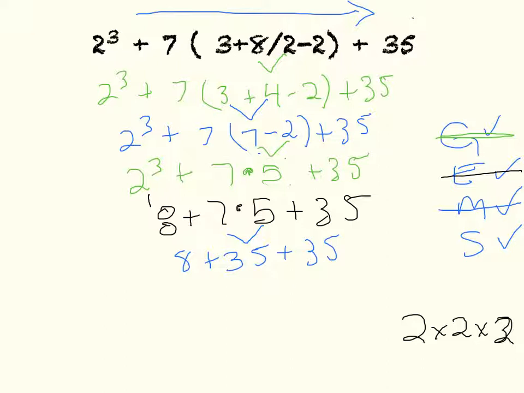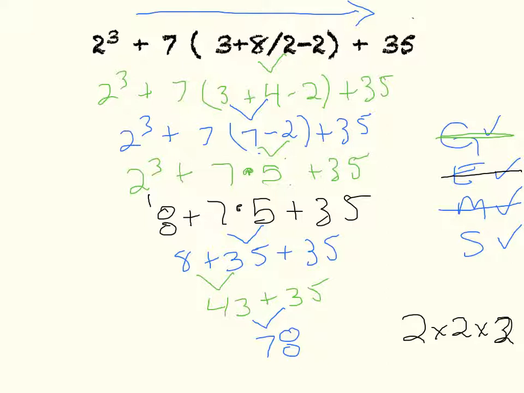And lastly, I have subtraction or addition. And once again, I'm doing subtraction or addition from left to right. And I can see that I have no subtraction, I've just got 2 additions. So I'm going to start with my 8 plus 35. And 8 plus 35 is 43. I've got 43 plus 35. And now I can do my last addition, and I've got 43 plus 35, which equals 78.